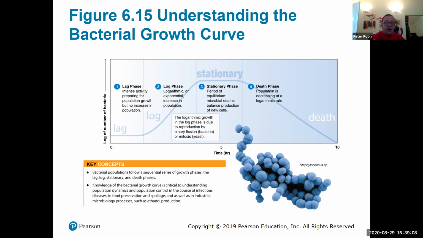Okay, the second phase is log phase. In the log phase, the bacteria have adapted to the growth media and now they're growing exponentially. The log phase is where every generation time, the bacteria doubles. Okay. The next step is the stationary phase.